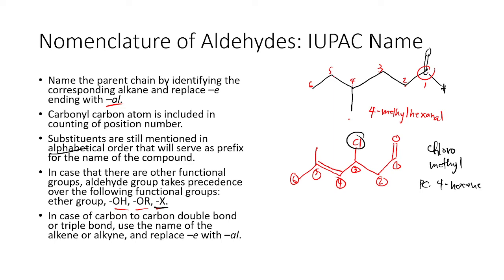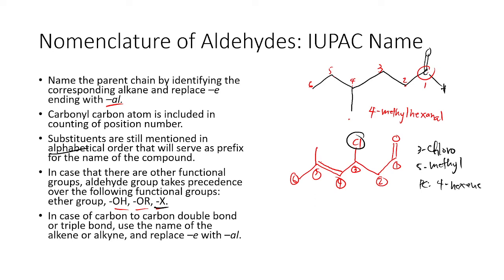Okay. So ngayon, paano na yung naming? Tingnan natin mga position nila. Our chlorine is located at the third carbon, so we have here 3-chloro. Okay? And our methyl is located at our fifth carbon, so we have here 5-methyl.